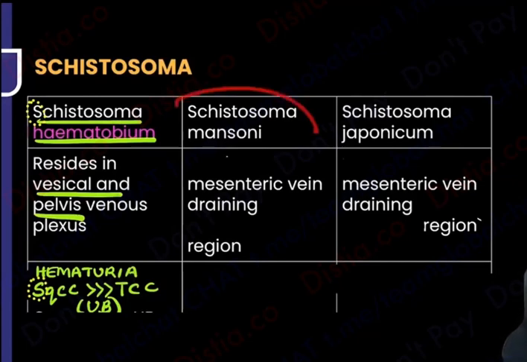Now coming to schistosoma Manzoni Japonicum. First question is, which is going to be ileocecum, small intestine? Which is going to be large intestine? So simple, small intestine I and J come together.